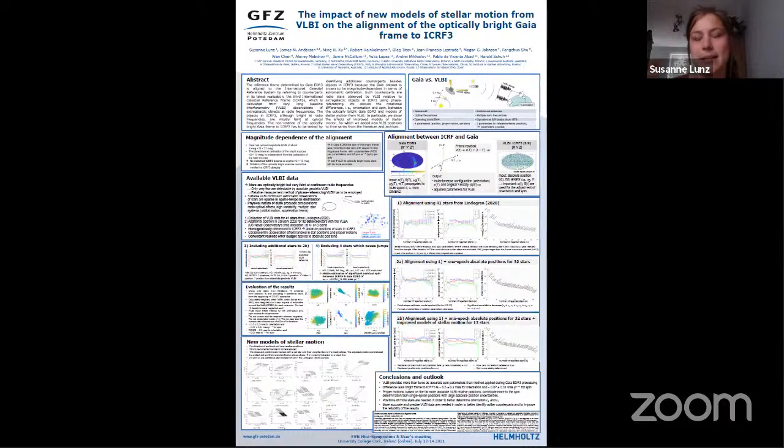And it's known that this alignment depends on the magnitude of the objects as seen by Gaia, and that the optically bright fraction has to be independently verified from the faint fraction of the Gaia catalog. Now, usually the ICRF3 is used for this verification directly, but there are no optically bright counterparts in ICRF3.